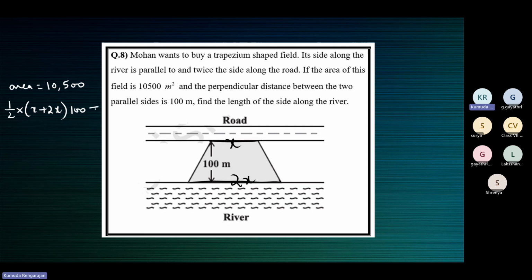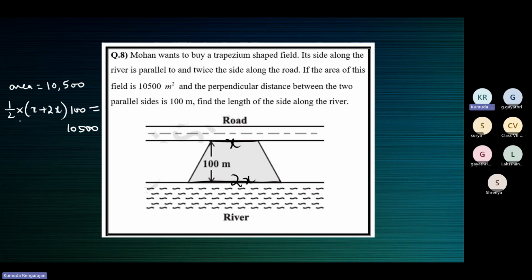Area is equal to 10,500. Half into x plus 2x, the sum of the parallel sides, into 100, the distance between them, is equal to 10,500. See, area is given. Below area, you should write the formula for area: half into sum of the parallel sides into distance between them is equal to 10,500.